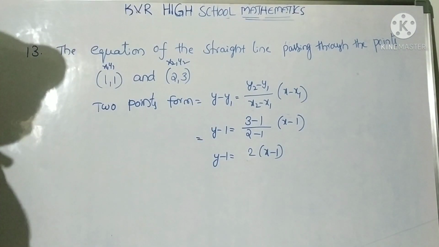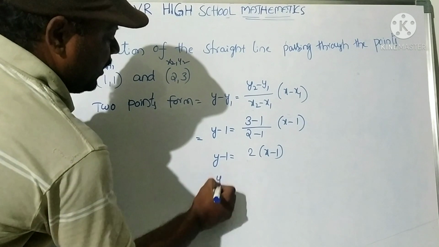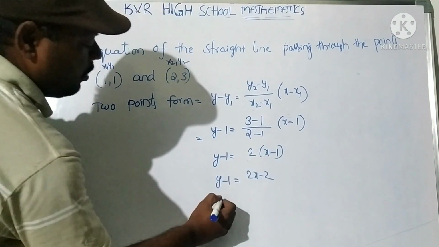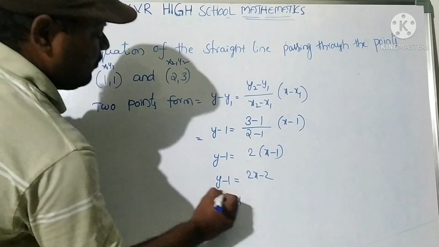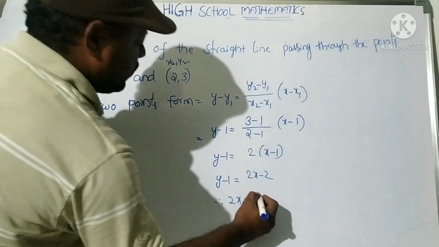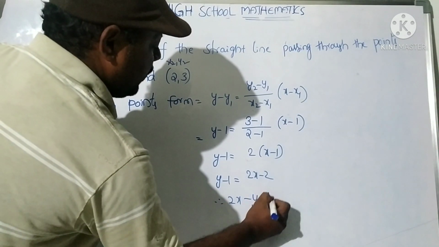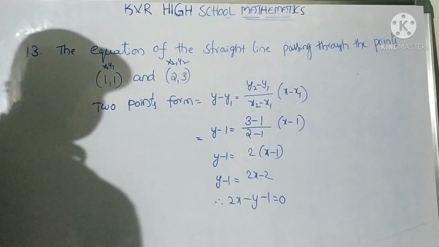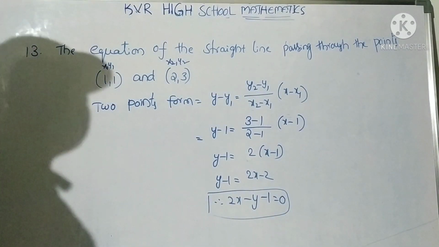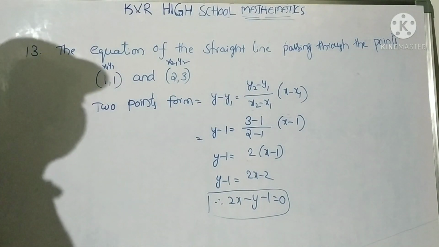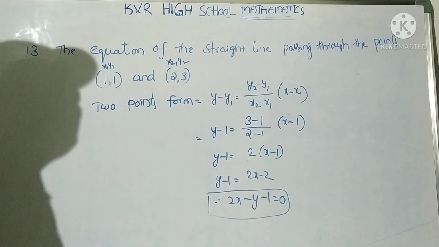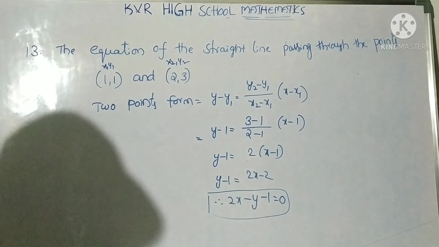Express in standard form. So y minus 1 equals 2x minus 2. Therefore 2x, and y transposes to minus y, and minus 1 also transposes to plus 1, that means minus 1 equals 0. So this is the required line: 2x minus y minus 1 equals 0, which passes through the points (1, 1) and (2, 3).